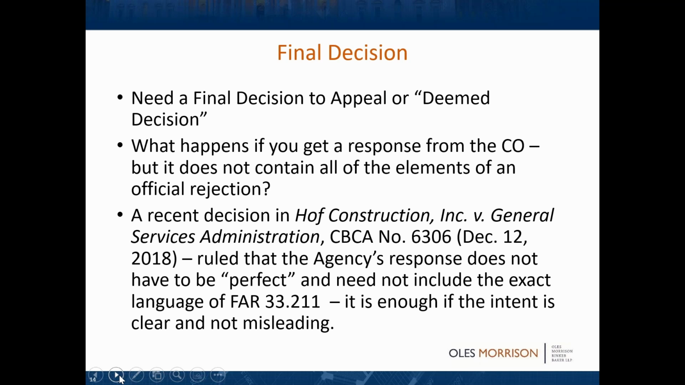Now, what happens if you get a response from the CO, but it doesn't contain all the elements of an official rejection? This is another sneaky thing that the government has. And I mentioned this with terminations for convenience settlement proposals, where you'll submit your proposal and they'll come back with a one-sentence thing that says, we've made a determination on your proposal that you don't get anything. See you later, have a nice day. Well, what the courts have said is that's an appealable final decision. So you've only got 90 days to go to the board or a year to go to the court.